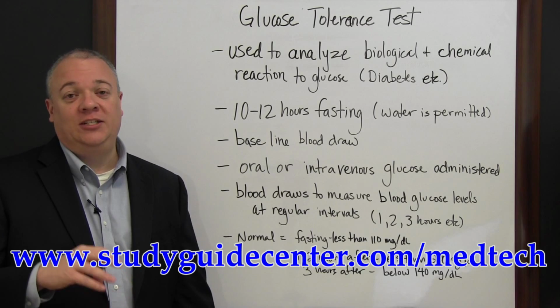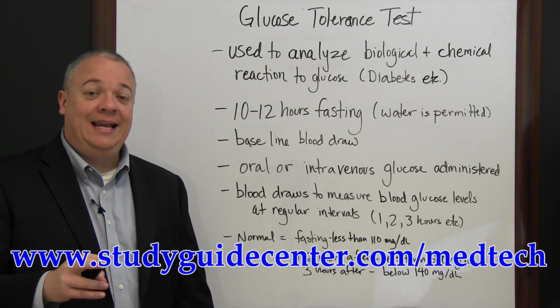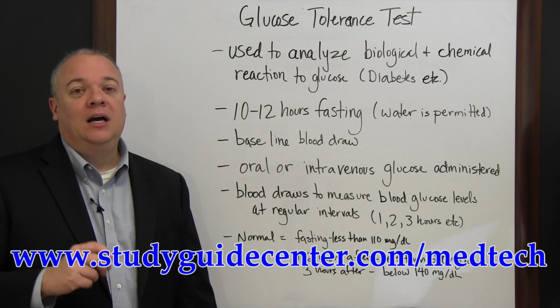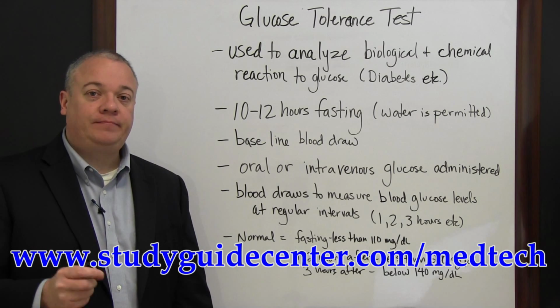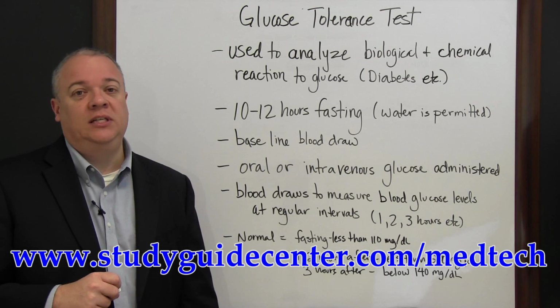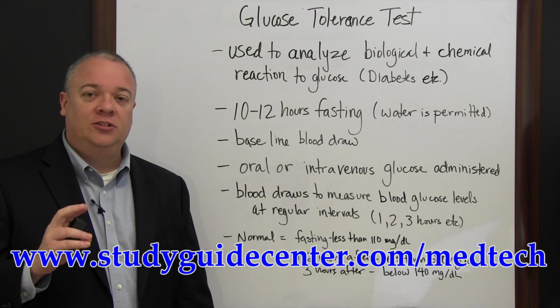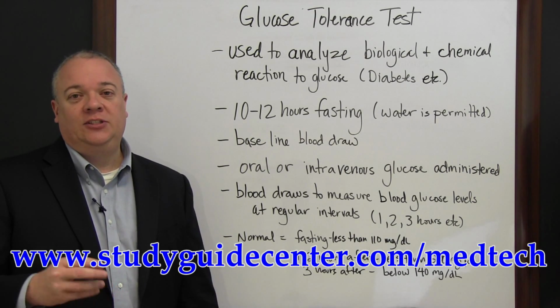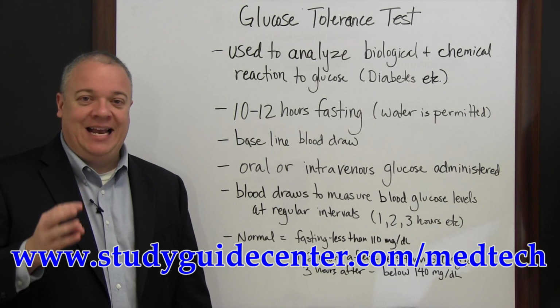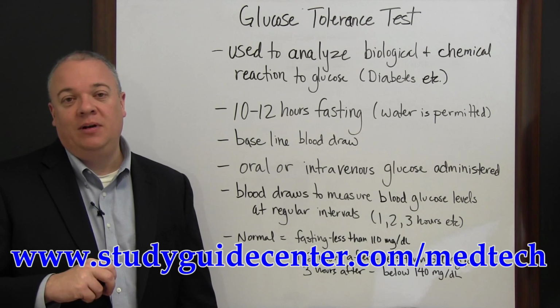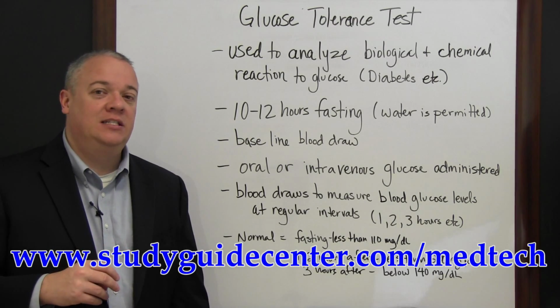So the doctor, whoever's testing, will draw blood at the end of that 10 to 12 hours of fasting to get the baseline reading of blood glucose levels. After they have their baseline, then they will administer either orally or intravenously a particular dosage of glucose, and that's been set by the World Health Organization. So they give a preset amount of glucose. Orally is the primary method, but intravenous when necessary.